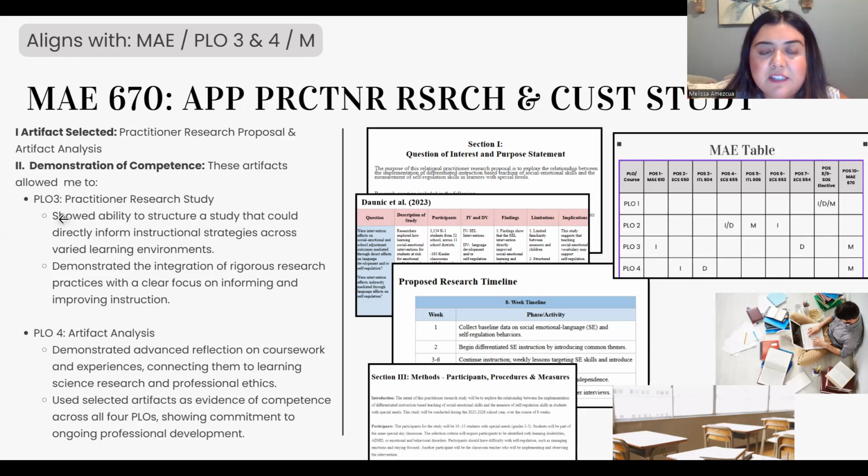But I really have to continue to take everything that was learned here and continue to let it inform the way I go about my educational career. And it definitely shows that mastery level again, because I was able to demonstrate a comprehensive evidence-based reflection connecting research, ethics, and growth to support all 4 PLOs.